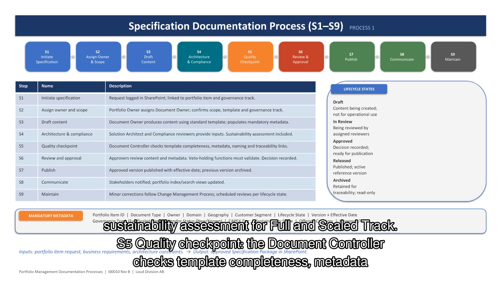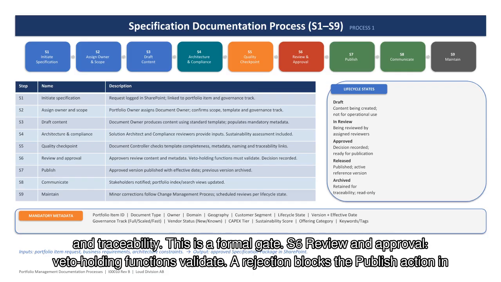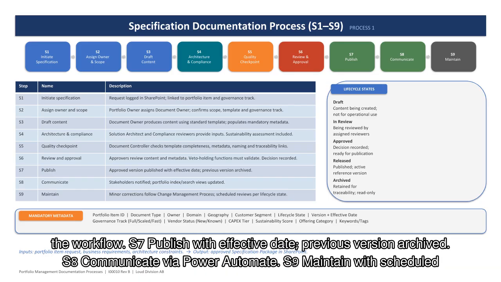S5 quality checkpoint. The document controller checks template completeness, metadata, and traceability. This is a formal gate. S6 review and approval. Veto holding functions validate. A rejection blocks the publish action in the workflow. S7 publish with effective date. Previous version archived. S8 communicate via Power Automate. S9 maintain with scheduled reviews.